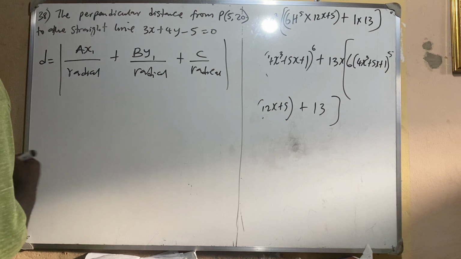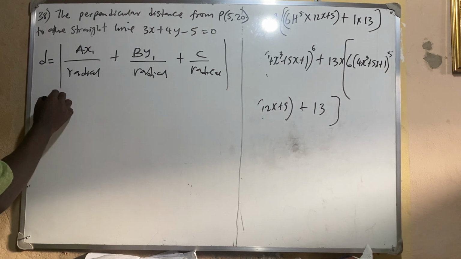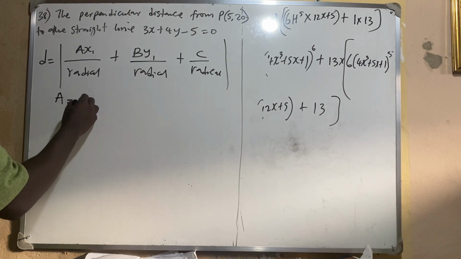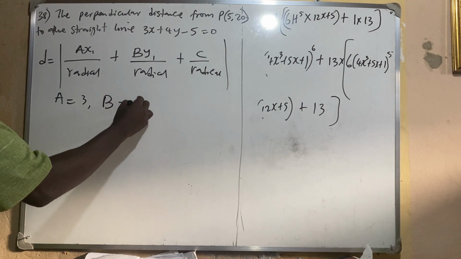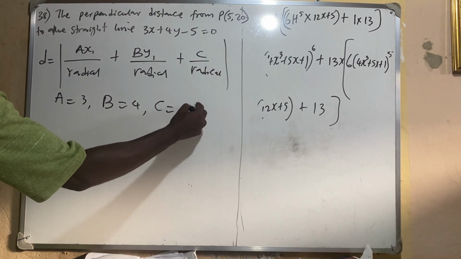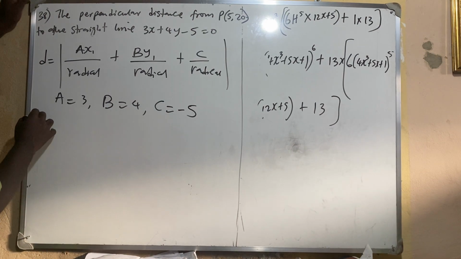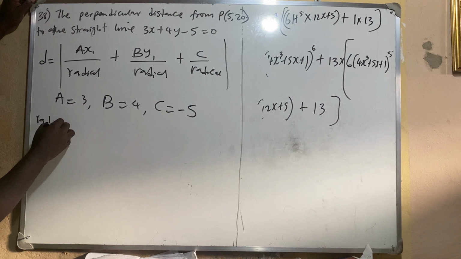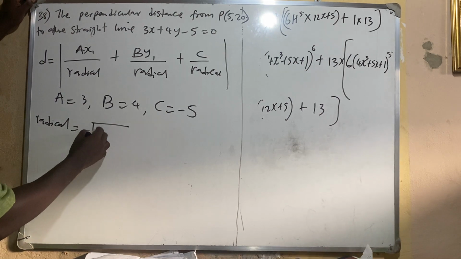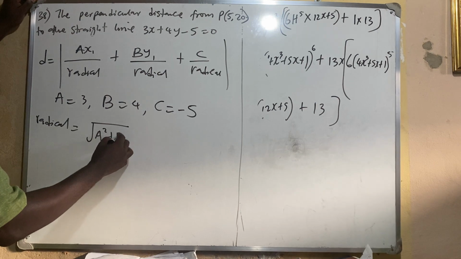I want to be very, very sure. So if you look at it, your A is 3, your B is 4, and your C is equal to what? Minus 5. Okay. So your radical is simply the square root of A squared plus B squared.